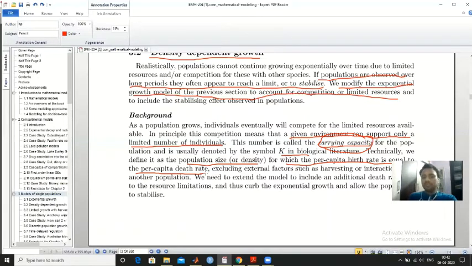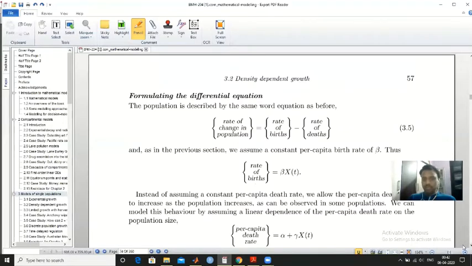That's clear. Some scientists have also estimated the capacity of the earth in terms of the number of humans. If the number of humans reaches that population, then automatically the death rate will become equal to the birth rate. So how will we incorporate this concept in our mathematical model?